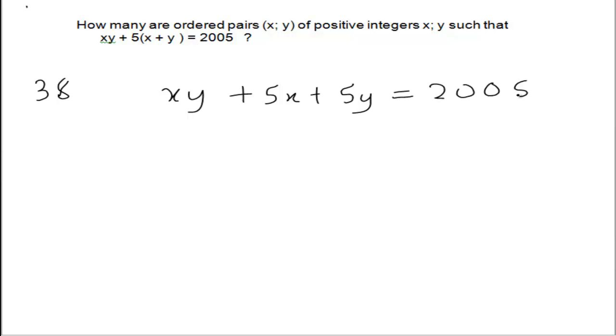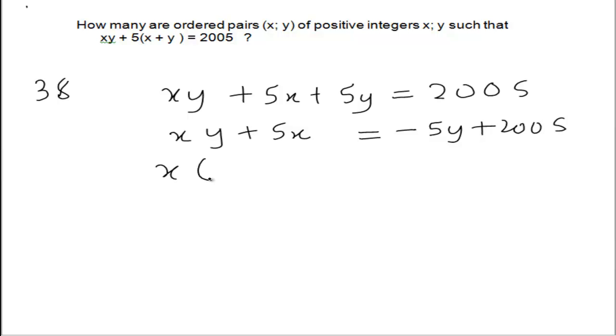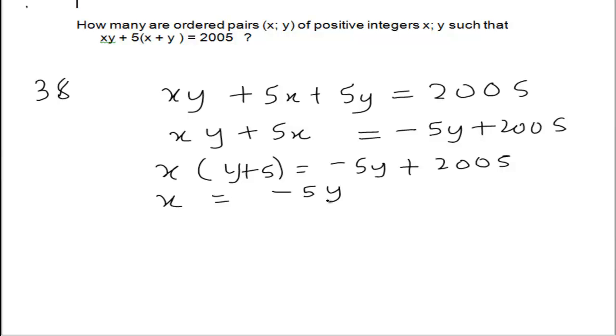Let's say we want to make x the subject of the formula here. So you got xy plus 5x is equal to minus 5y plus 2005. Then you got x into y plus 5 is equal to minus 5y plus 2005. Dividing, you got x is equal to minus 5y plus 2005 divided by y plus 5.